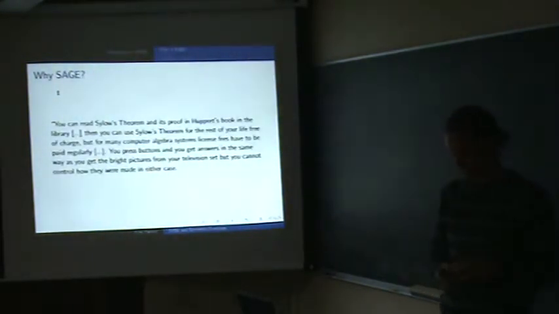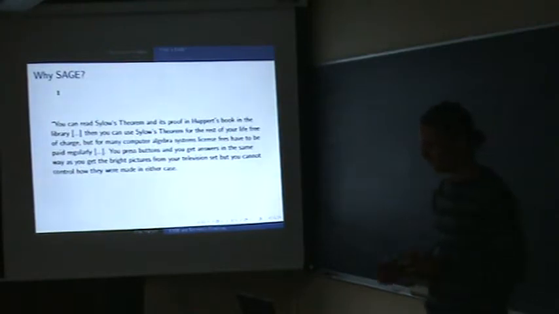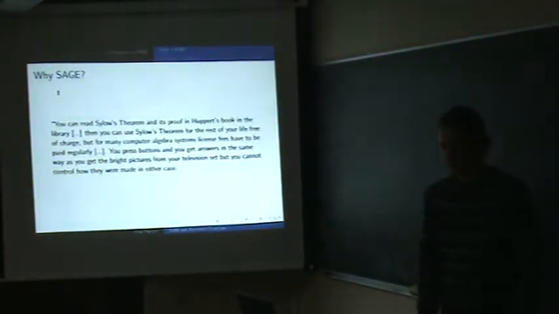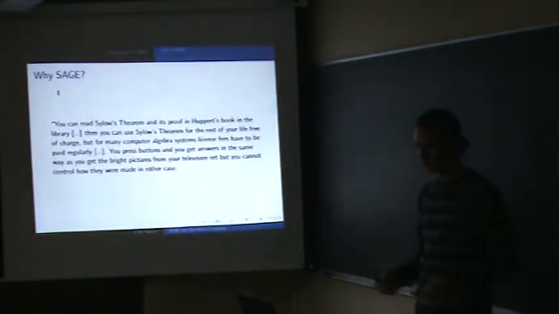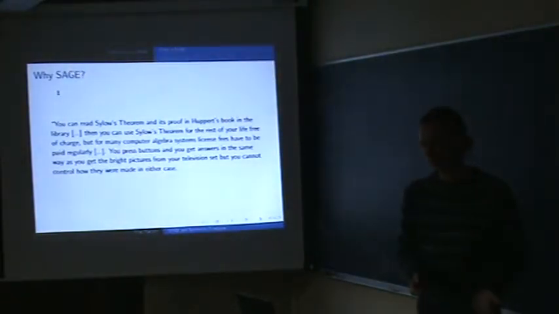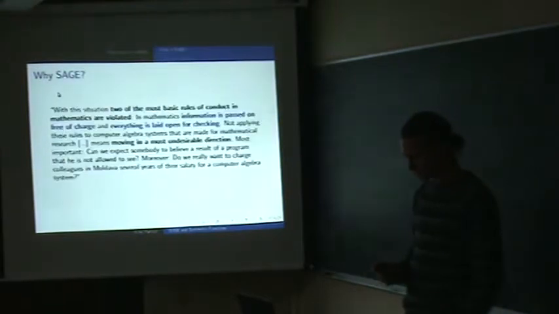So why use Sage? This is a quote that comes up a lot when talking about Sage. It starts off as: you can read Sylow's theorem and its proof in Huppert's book in the library, and then you can use Sylow's theorem for the rest of your life, free of charge. But for many computer algebra systems, license fees have to be paid regularly, and they're just black boxes. You press buttons and you get answers in the same way that you get bright pictures from your television set, but you cannot control how they were made in either case.